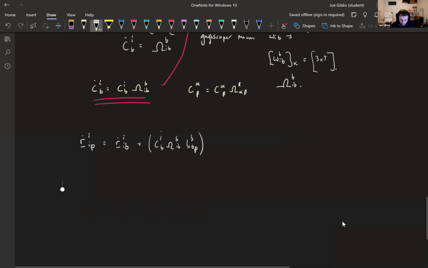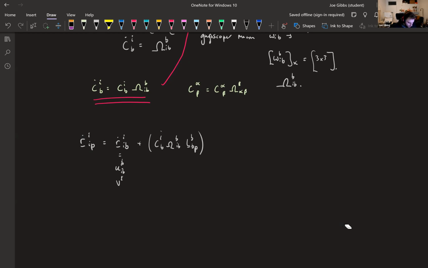So 2 things we can look at now. Firstly, this term on its own is the velocity of the body with respect to the inertial frame. This is typically referred to as either UIB or VIB, so you can replace it with one of those. The form we need, if I just check, is the, sorry, we'll do that later on, actually. Sorry, I'm getting ahead of myself. So we have this kind of final form.